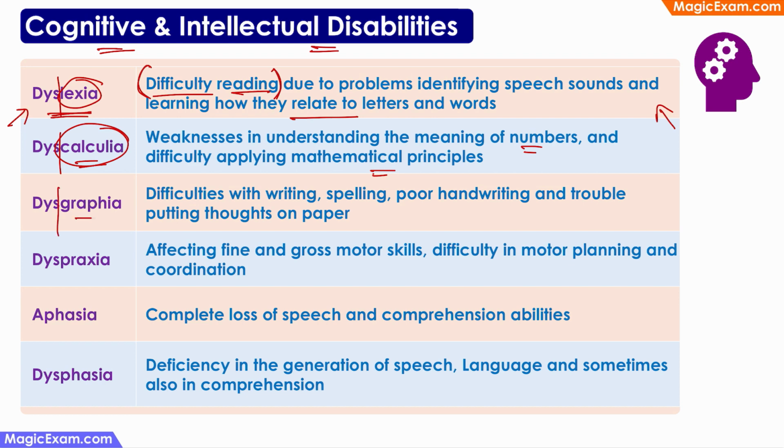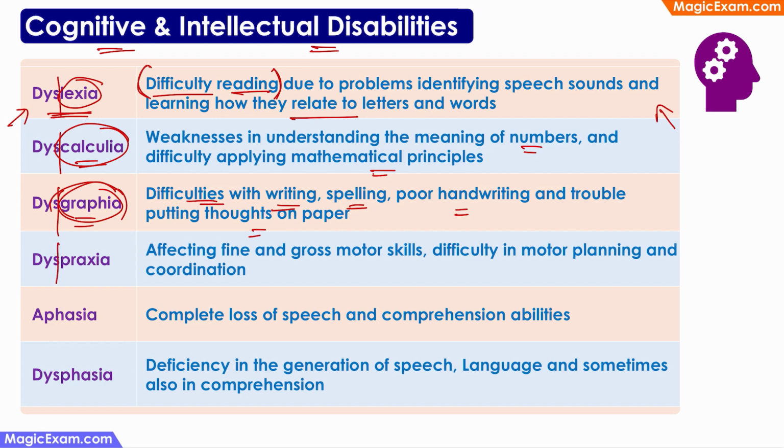Then dysgraphia. So graph is where we draw or write. So dysgraphia is the difficulty with writing. It can be bad spelling or poor spelling, or it can be poor handwriting, or it can be the difficulty in writing what the child is thinking. Right? So dysgraphia is difficulties with writing.